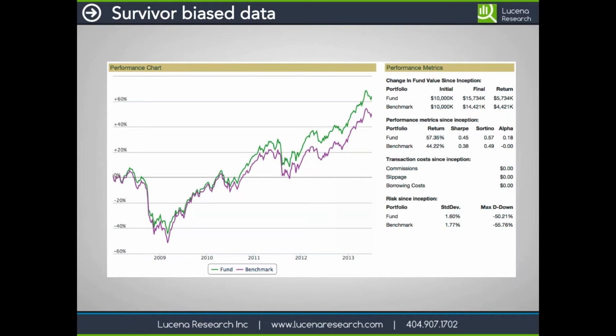Now all the research we do here at Lucena uses bias-free data, so we make sure that we're looking at all the stocks that existed historically.